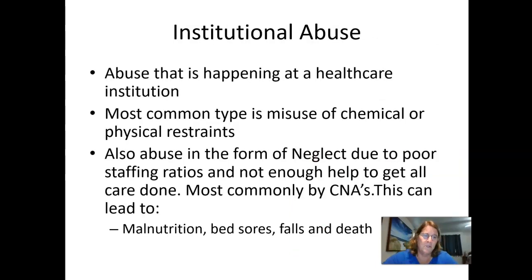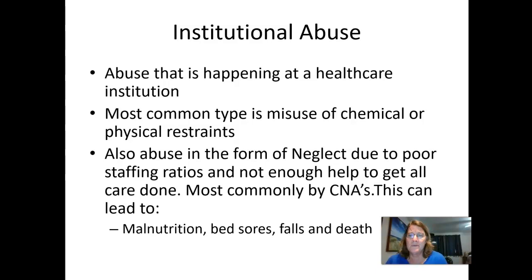As far as institutional abuse in the nursing home setting or in a healthcare institution, the most common type is misuse of chemical or physical restraints. So with our home care setting, it's more neglect and financial abuse. In a hospital setting, it's more the misuse of chemical and physical restraints. Chemically making someone drugged up so they can't climb out of bed anymore, so they can't scream or cry or complain all the time, that would be a misuse. That's a chemical type of restraint.